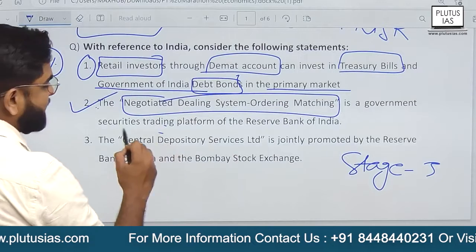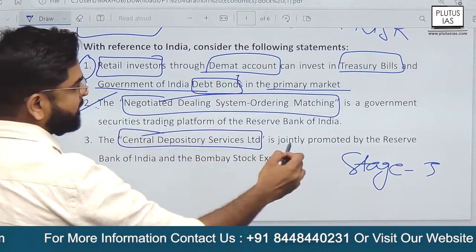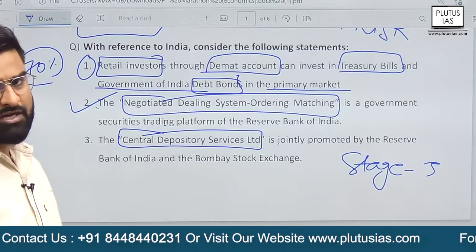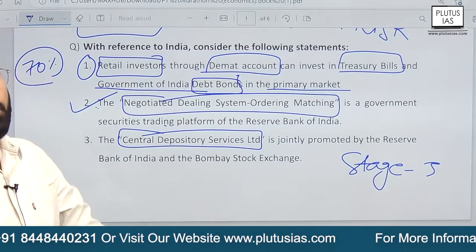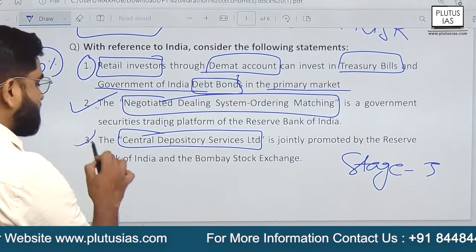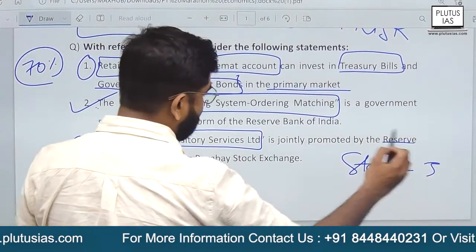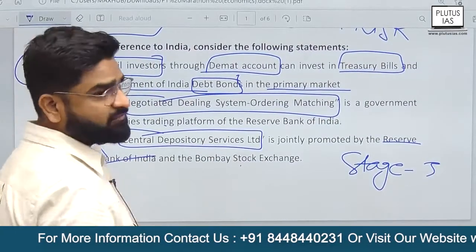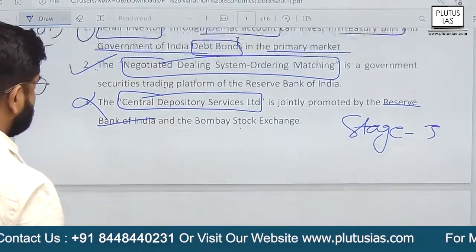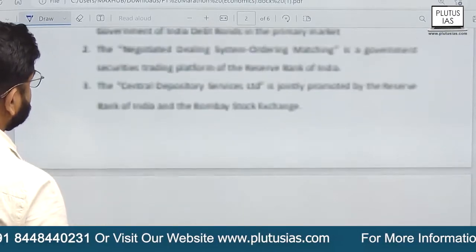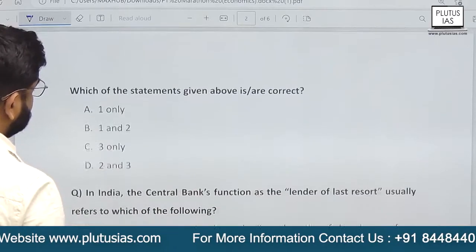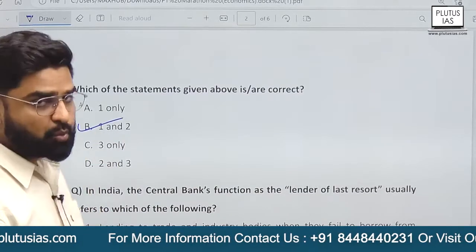Next is: the Central Depository Services Limited is jointly promoted by RBI and the Bombay Stock Exchange. Again a factual statement. Either you know this statement or you do not know it. There is no conceptual understanding here. So for fact we know it's the wrong statement, because it is not promoted by RBI. It is promoted by the Bombay Stock Exchange with other banks, not RBI. So for factual we know that B is the answer: 1 and 2 are correct.